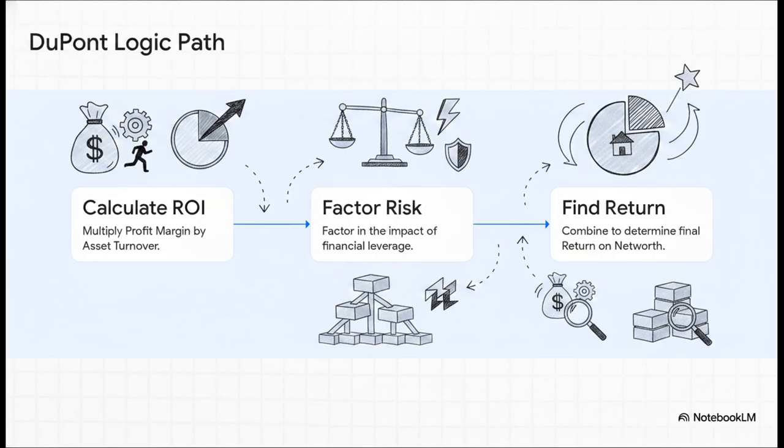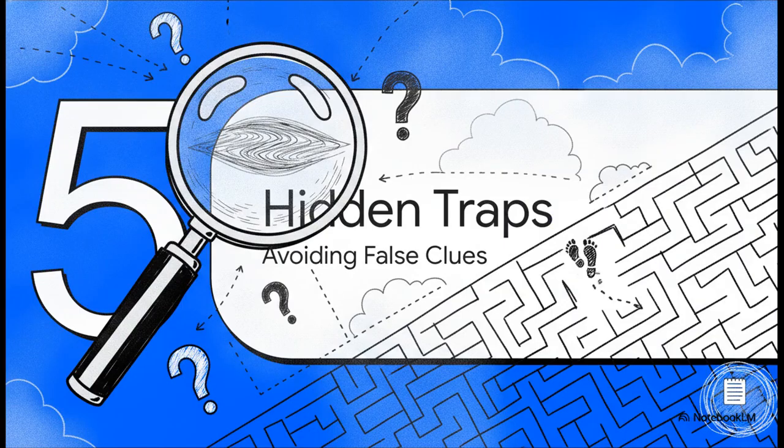Step 1, you multiply your profit margin by your asset turnover to calculate your return on investment, or ROI. Step 2, you factor in the impact of your leverage, which is your financial risk. And step 3, you combine these to determine the final return on net worth. By tracing this path backward, if a company's final return suddenly drops, you can pinpoint exactly why. Was it caused by shrinking profit margins, sluggish asset turnover, or maybe a dangerous spike in debt? You'll know for sure.